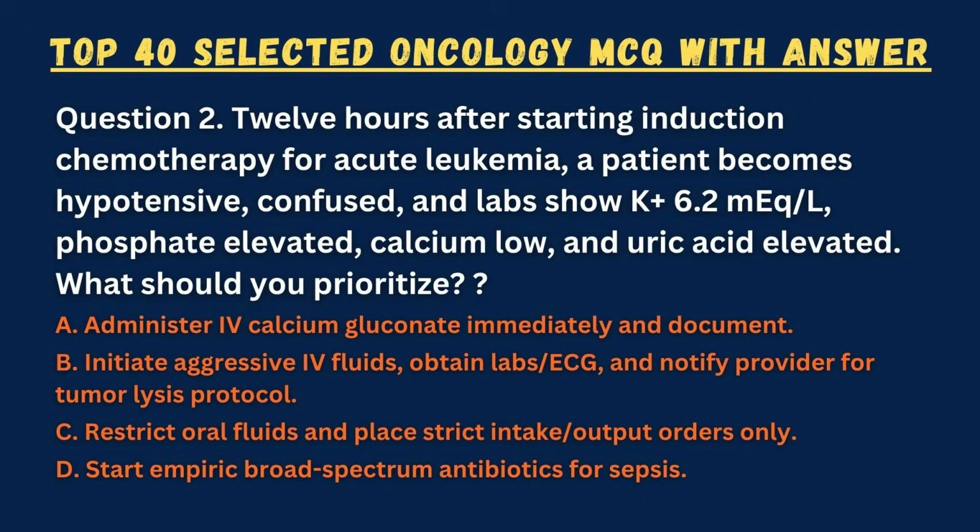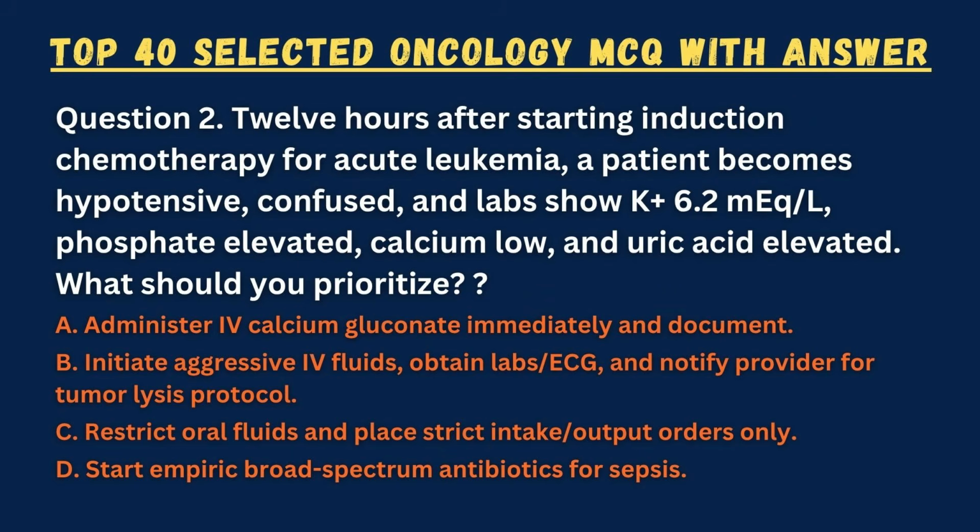Question 2. 12 hours after starting induction chemotherapy for acute leukemia, a patient becomes hypotensive, confused, and labs show potassium 6.2 milliequivalent per liter, phosphate elevated, calcium low, and uric acid elevated. What should you prioritize? A. Administer IV calcium gluconate immediately and document.